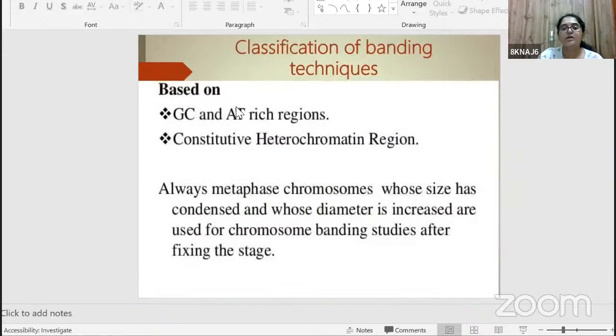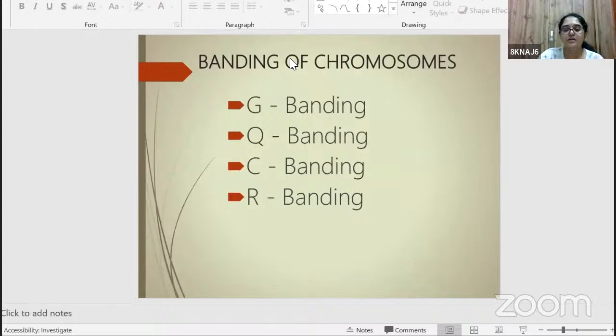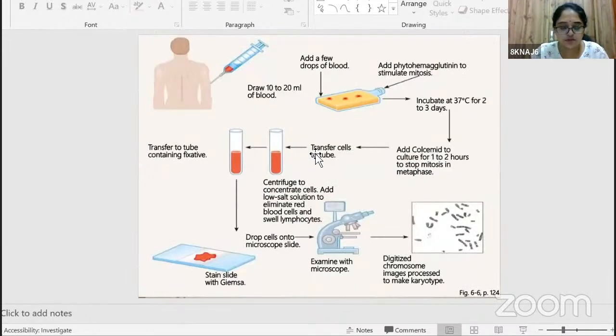So that's what. Classification of banding is based on the GC and AT rich regions and the constitutive heterochromatin region as well. So you have seen the techniques G banding, Q banding. This is going to be coming in the later part of karyotyping. We will come to the chromosome types in a bit. So if you see the karyotype description and the stepwise procedure, the same thing has been mentioned in your textbook in the last page basically.